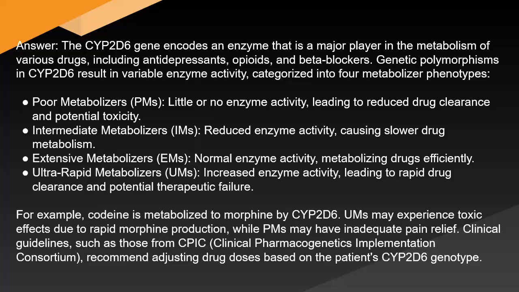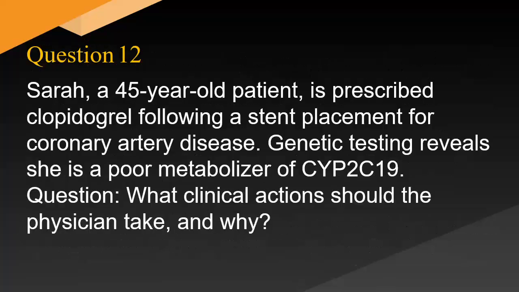Clinical guidelines, such as those from CPIC, the Clinical Pharmacogenetics Implementation Consortium, recommend adjusting drug doses based on the patient's CYP genotype. Sarah, a 45-year-old patient, is prescribed clopidogrel following a stent placement for coronary artery disease. Genetic testing reveals she is a poor metabolizer of CYP. Question: What clinical actions should the physician take and why?